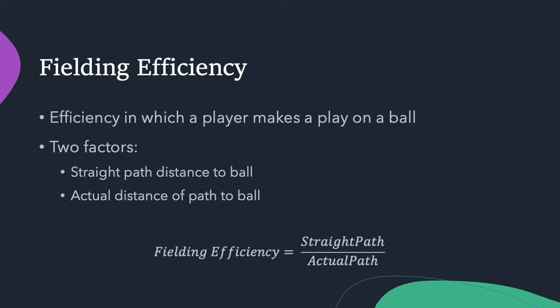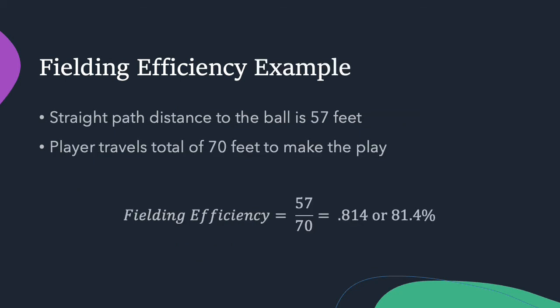Fielding efficiency is defined by two factors: the straight path distance to the ball and the actual distance of the path taken to the ball. As the equation shows below, fielding efficiency equals the straight path distance over the actual path distance. For example, consider a straight path distance to the ball of 57 feet. However, the player travels a total of 70 feet to make the play. His fielding efficiency would be 57 over 70, which equals 0.814, or an efficiency of 81.4%.